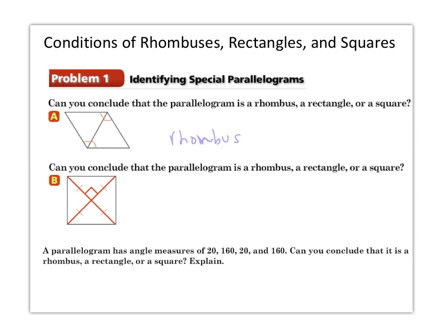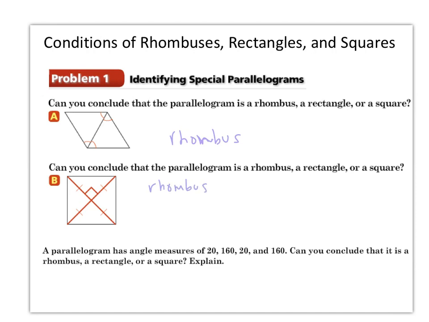Okay, now on my second one here, can you conclude that the parallelogram is a rhombus, a rectangle, or a square? All right, so let's take a look here. Well, we have diagonals that are perpendicular. We have that little right angle symbol in the middle there. So if the diagonals of a parallelogram are perpendicular, then the parallelogram is a rhombus. All right, so we know that this is at least a rhombus.